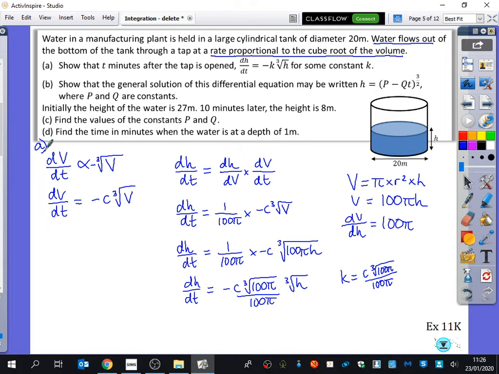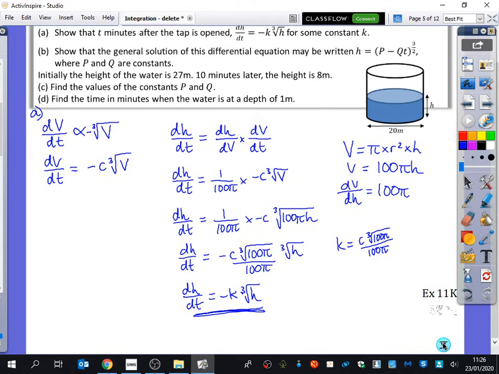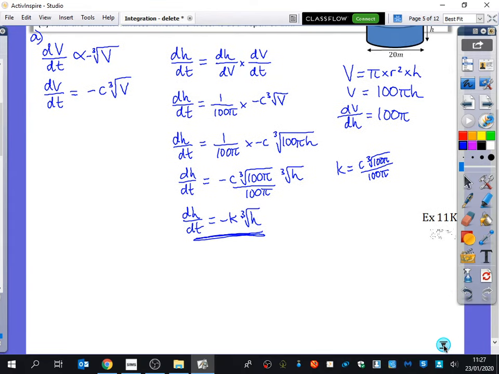Now we're going to use their simplified version, where dh/dt is just minus k cube root of h, okay? Because this is a replacement that we've done to come up with the thing that they've actually said. Now we're going to get to the fun part, which is show that the general solution of this differential equation may be written h equals blah, blah, blah, where p and q are constants. So there's more constants coming up. This is the part for part B where we actually want to solve the differential equation.